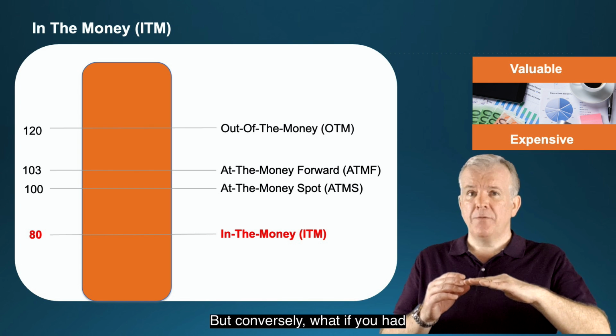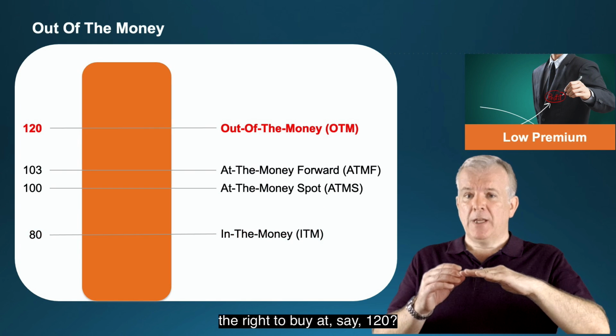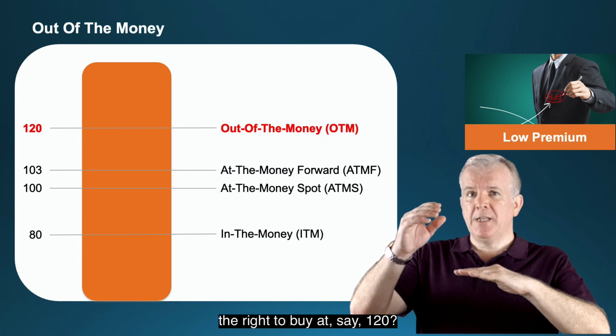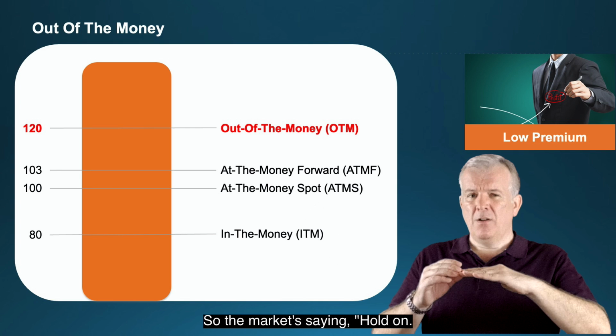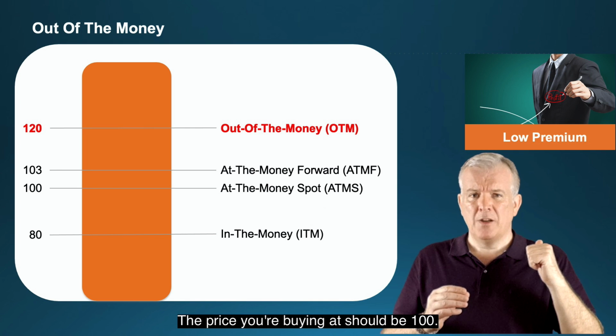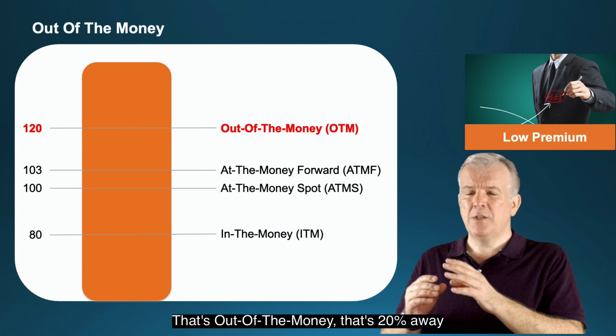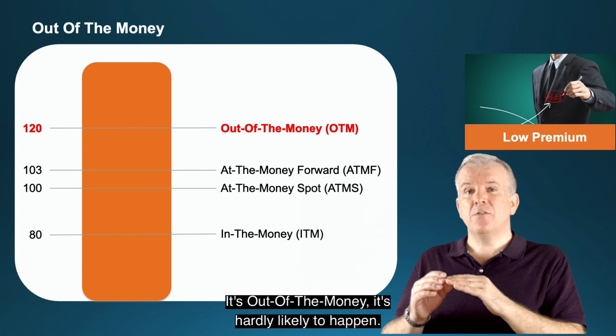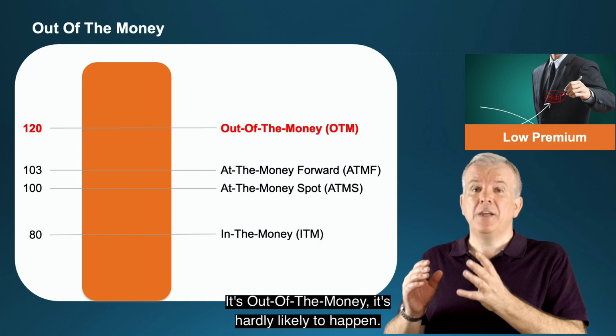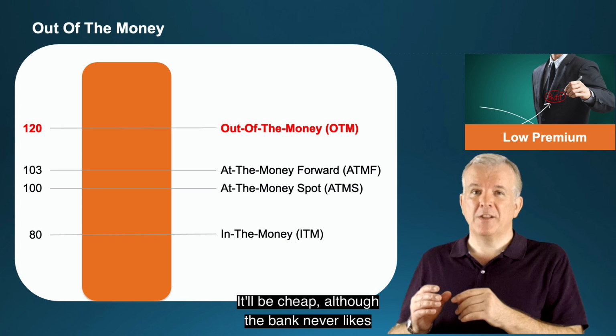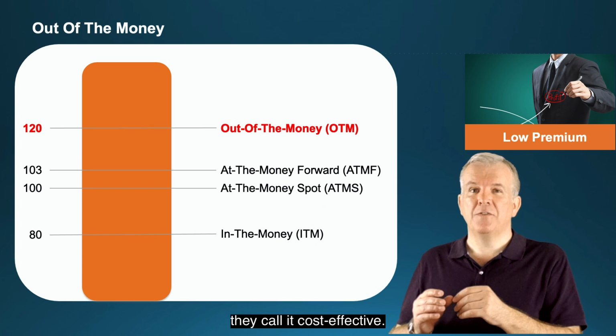But conversely, what if you had the right to buy at, say, 120? So the market's saying, hold on, the price you're buying at should be 100. You have the right to buy it at 120. That's out of the money. That's 20% away from the current prices. It's hardly likely to happen. It'll be cheap. Although the bank never likes to call something cheap, they call it cost effective.